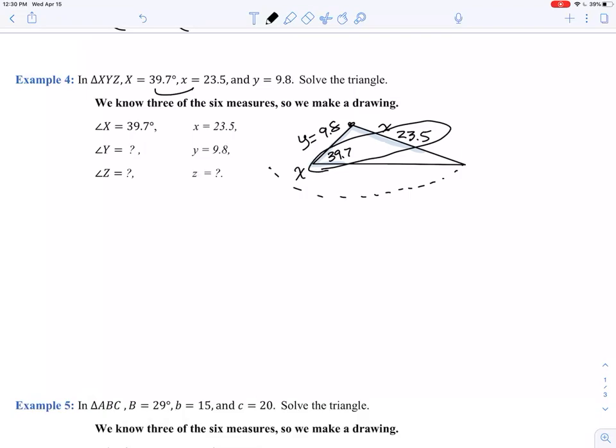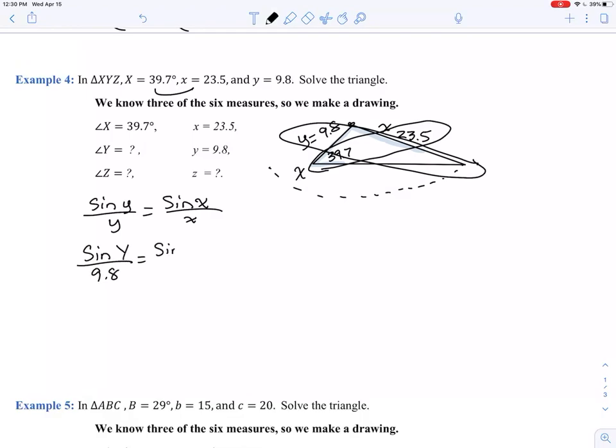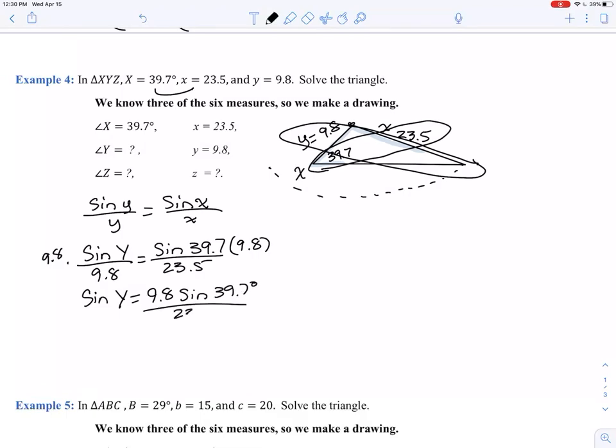Again, we have this pair of opposites, and what we're doing now is we're looking for angle Y right here. And so we could say that the sine of Y over Y equals the sine of X over X. We don't know angle Y, but side Y is 9.8, equals the sine of X, which is 39.7, over X, which is 23.5. Multiply both sides times 9.8. So we get sine of Y equals 9.8 sine of 39.7 degrees over 23.5.